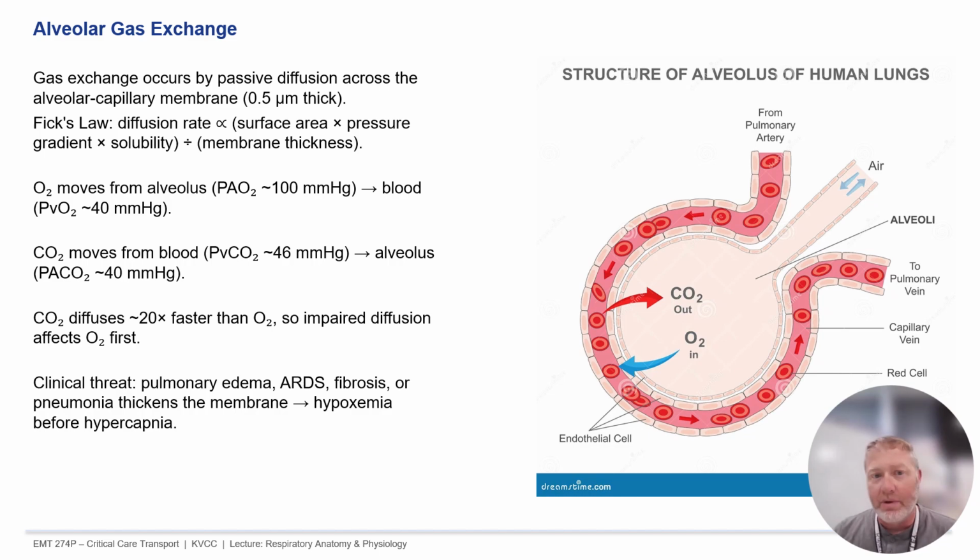The alveolar capillary membrane is only about 0.5 micrometers thick under normal conditions, incredibly efficient. Gas exchange is so effective that under normal conditions, blood is fully oxygenated in the first third of its transit through the pulmonary capillary, which is pretty impressive.